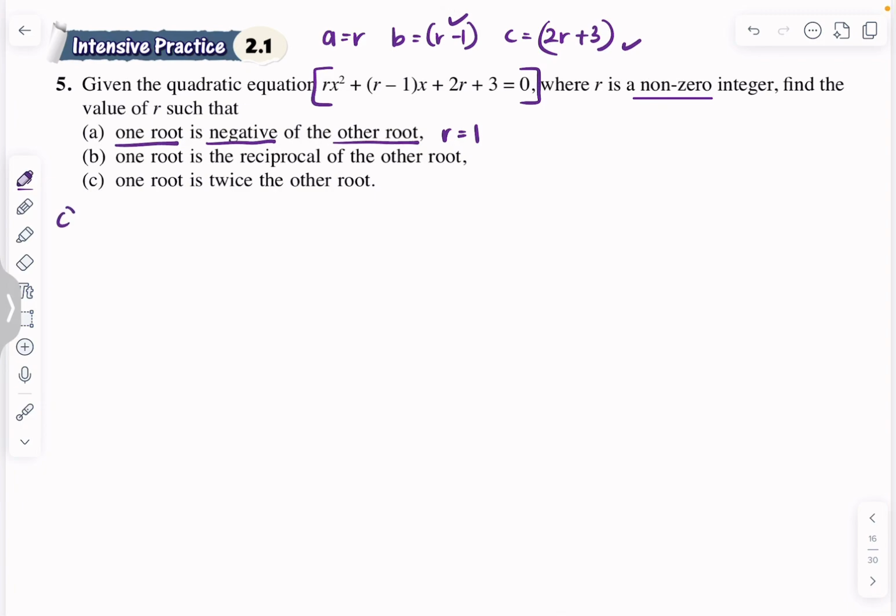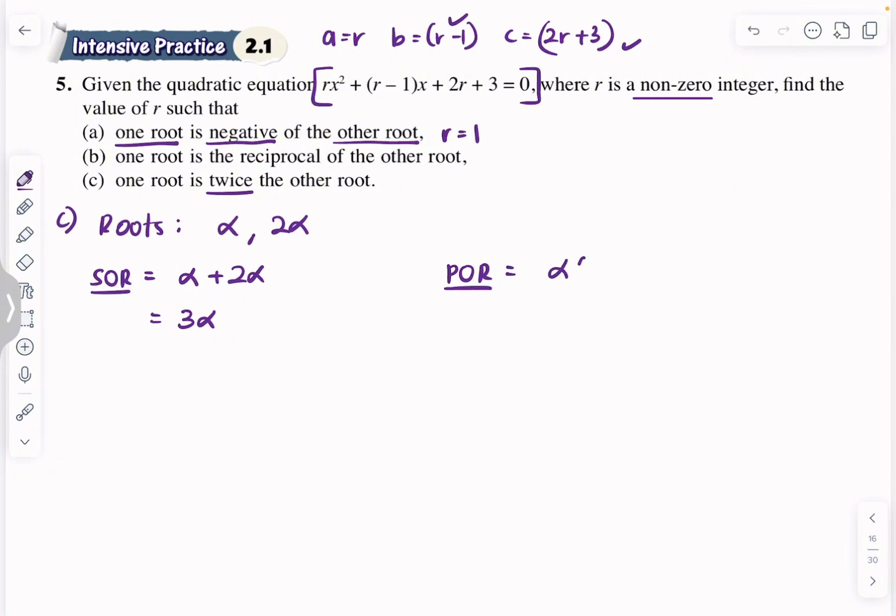Let's look at question C. One root is twice the other root. So the roots will be alpha and 2 alpha. Twice the root, so 2 times alpha. So the sum of roots will be alpha plus 2 alpha, which is 3 alpha. And the product of roots will be alpha times 2 alpha, which will give us 2 alpha square.